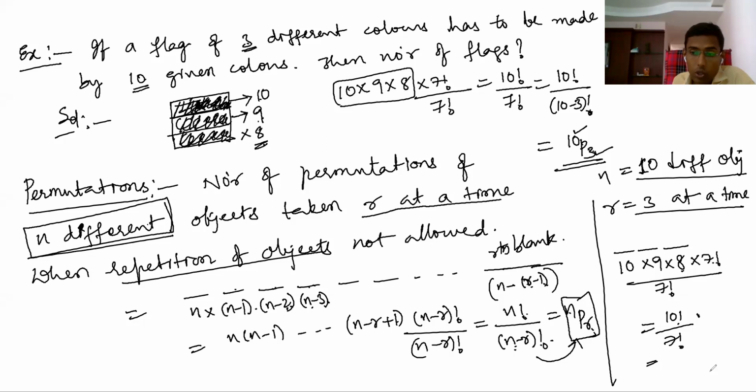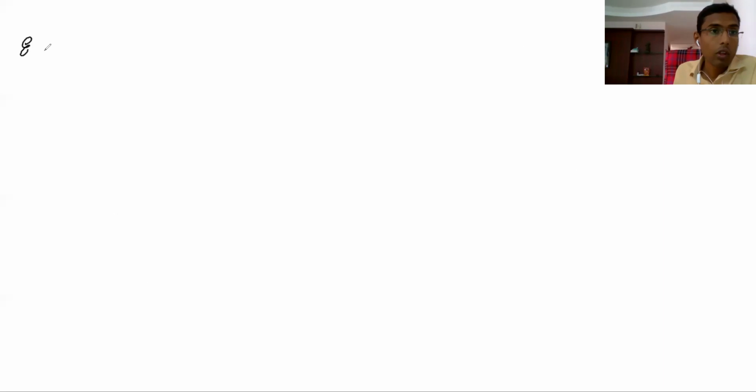Okay, now this is what a permutation is. Now let's go to an example. Let's take an example. Here we have a few examples. Let's take one.